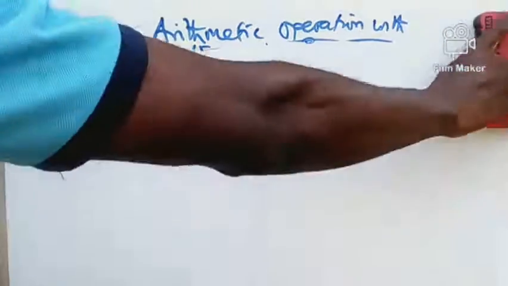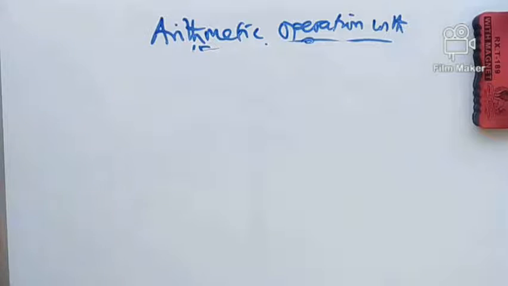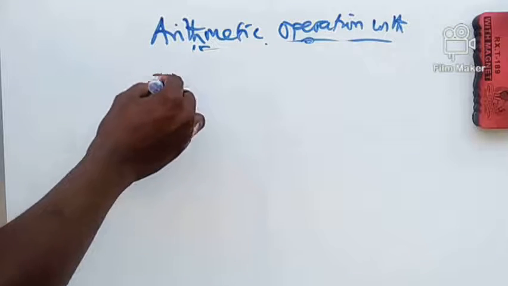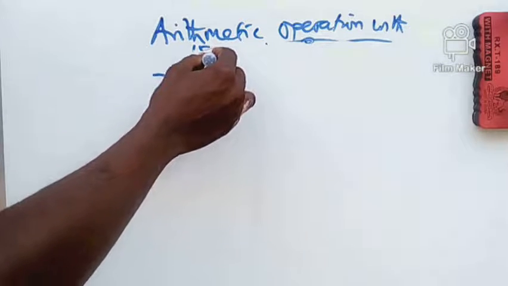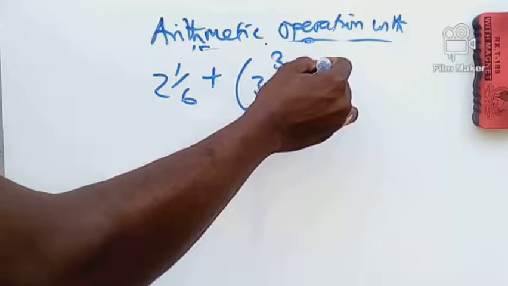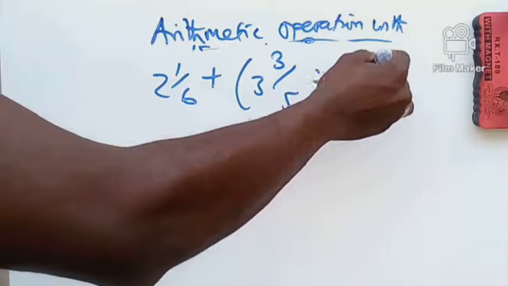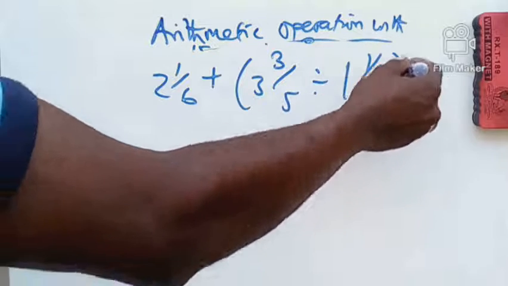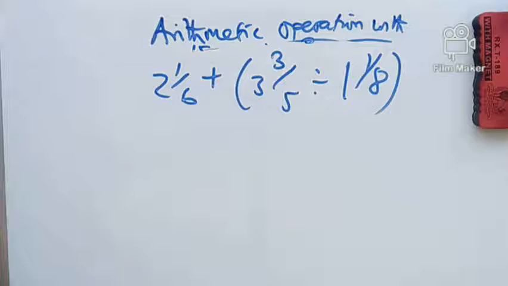Now, try this problem out yourself. How do we solve a problem like this? 2 whole number 1 over 6 plus 3 whole number 3 over 5 divided by 1 whole number 1 over 8. Feel free to pause the video and implement the strategy to solve this problem.